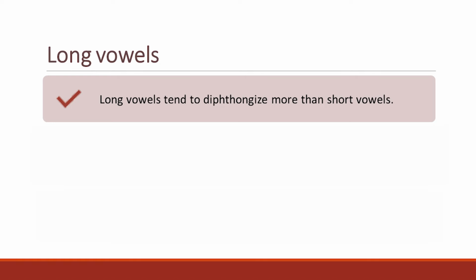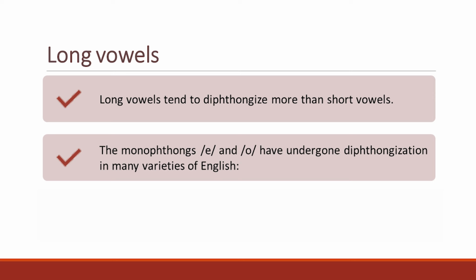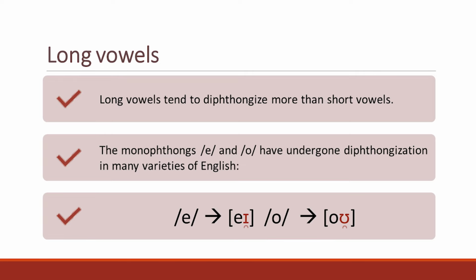Long vowels tend to diphthongize more than short vowels. For example, the monophthongs e and o have undergone diphthongization in many varieties of English to become, for example, a and o.